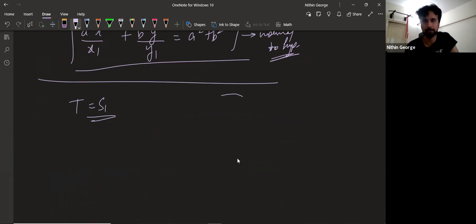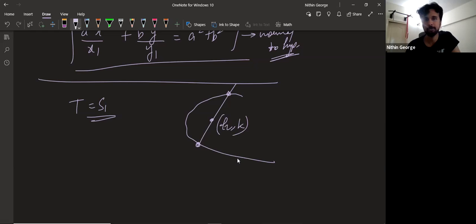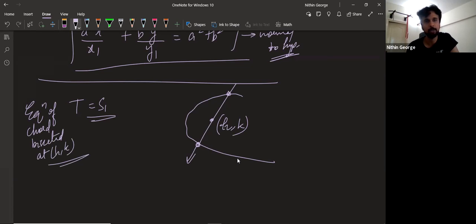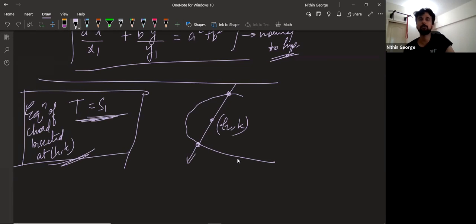Okay, so suppose you have some conic given to you. Okay, some ellipse or parabola, hyperbola, whatever it is. You have a chord here whose midpoint is given by h comma k. The equation of the chord bisected at h comma k, you get that using this. This is very, very useful. So please remember this. The equation of the chord bisected at h comma k is T equal to S1.